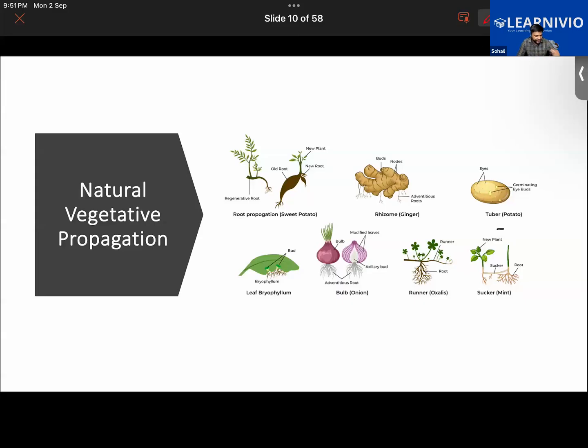One happens without any human intervention, so that will be called natural vegetative propagation, meaning that the new plants can grow out of the root or the stem on their own. Humans do not have to intervene in this. There isn't any involvement of humans. Got this? What I'm trying to say? Okay.